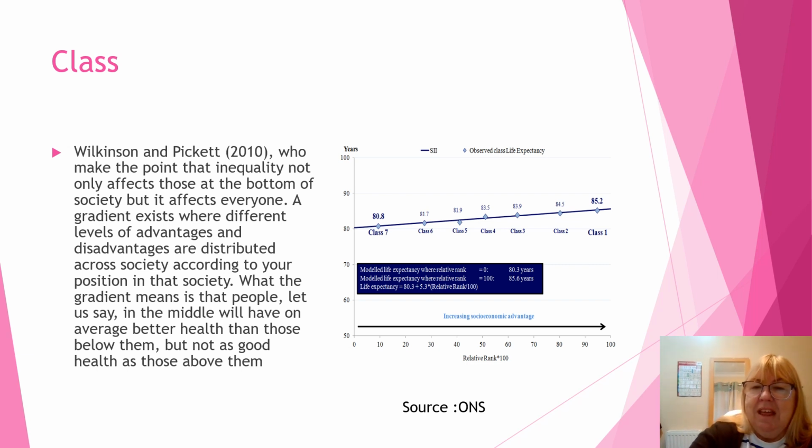As you can see, this is just a life expectancy chart, but it's 80 years at the lower class 7 and the higher class 1 has another 5 years of life expectancy. So we could really think about that being very clear, really.